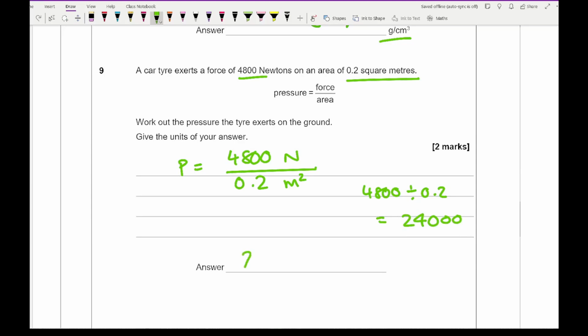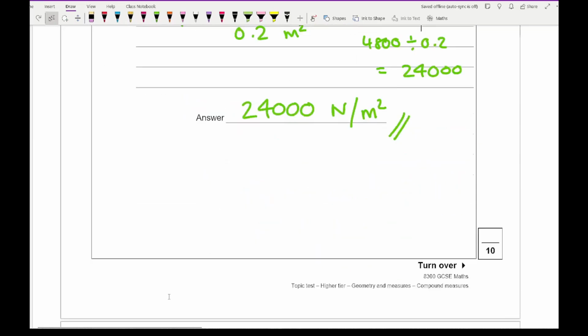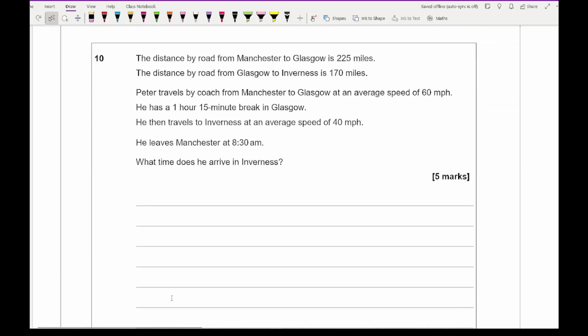Now the units are going to be newtons over square meters. So I'm not messing around with the units, I'm just going to keep it as is, which is why it's only worth 2 marks.